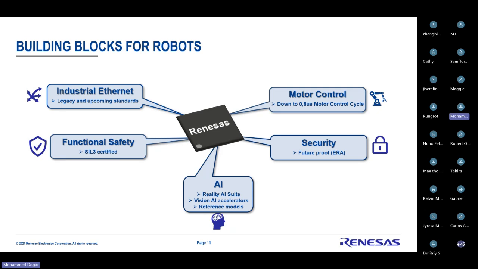Motor control, we provide a whole host of microcontrollers, microprocessors, and software support, and really where we are, down to real high performance, down to 0.8 microsecond motor control cycles, which really means that the robot is able to execute the task at high precision in a factory environment. And the industrial network, so Ethernet is the backbone, and of course real-time Ethernet is the way to go. But we also provide support. We have products with the real-time Ethernet controllers, as well as support for the legacy system.